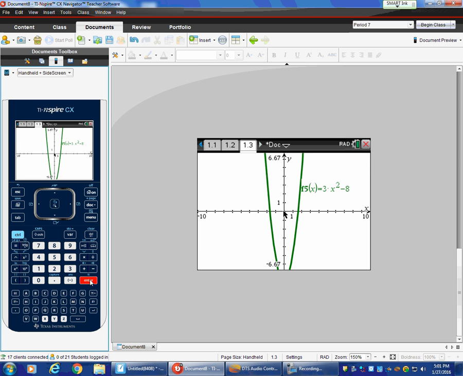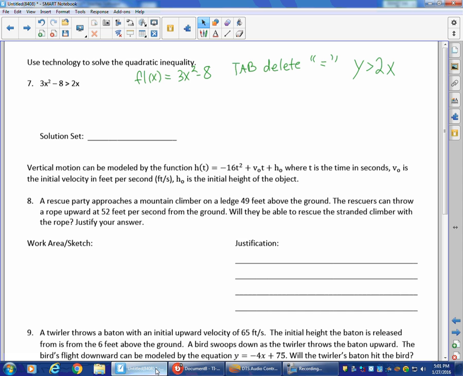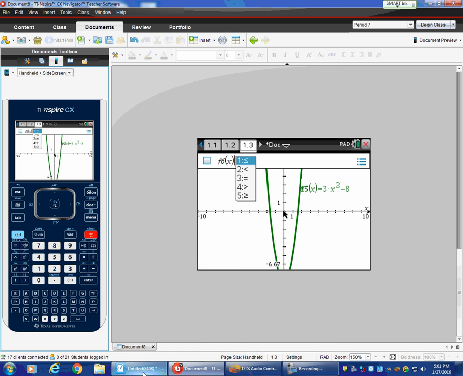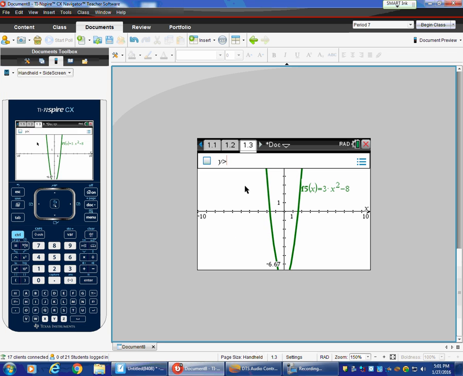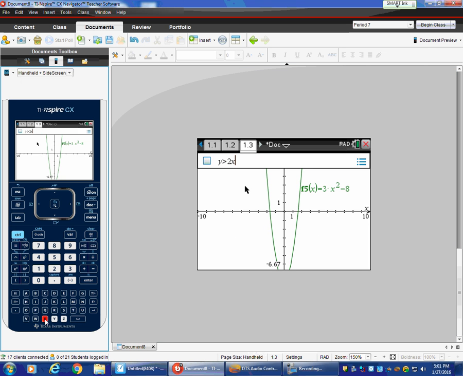Okay, so press tab, and delete the equal sign. So I can choose my inequality. I want to make sure I have the right one. So it's a greater than symbol. And it was 2x. I'm going to graph it.